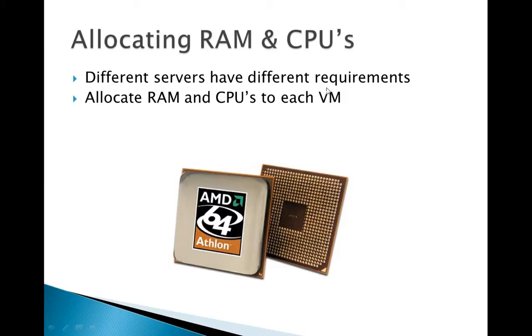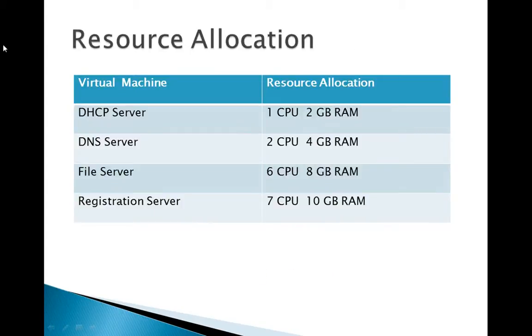Since different servers have different requirements, we allocate different amounts of RAM and a different number of CPUs to each virtual machine. For example, we would allocate 1 CPU and 2 gig of RAM to the DHCP server. We might allocate 2 CPUs and 4 gig of RAM to the DNS server, 6 CPUs to the file server, and 7 CPUs to the registration server. Can you do that? Allocate 7 CPUs to a registration server? Well, yeah, that's one of the big advantages of virtualization.